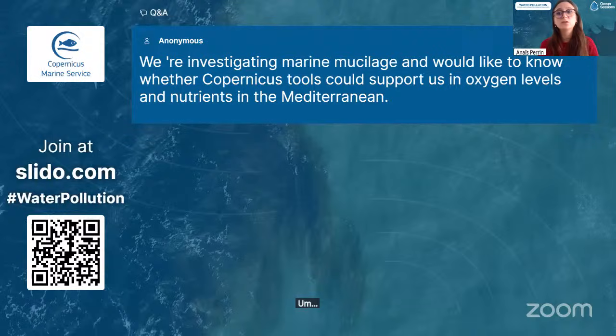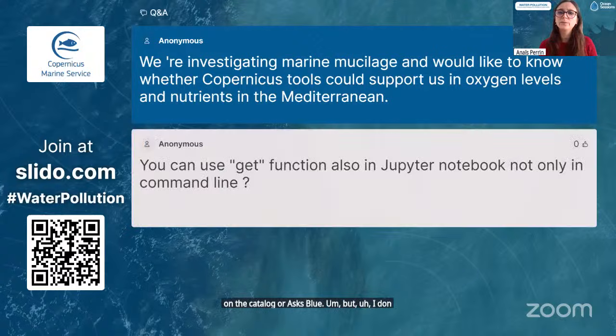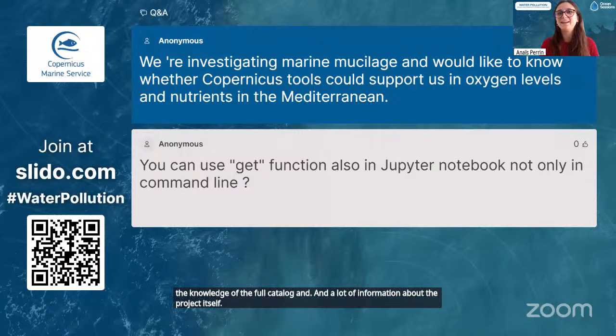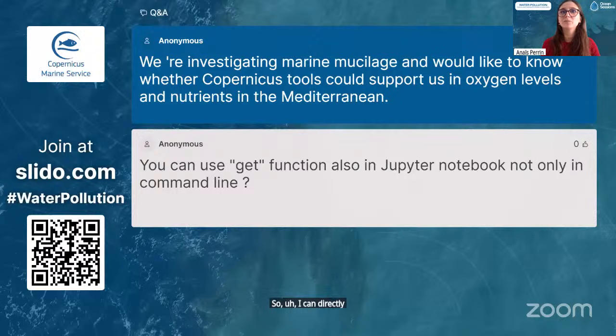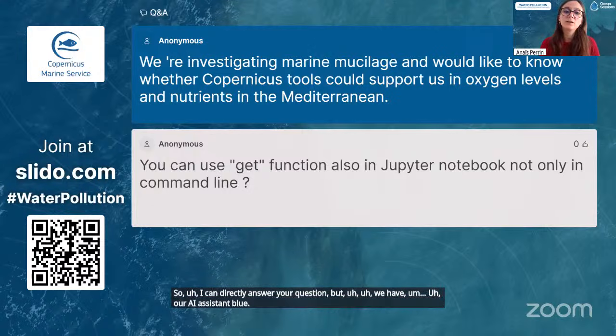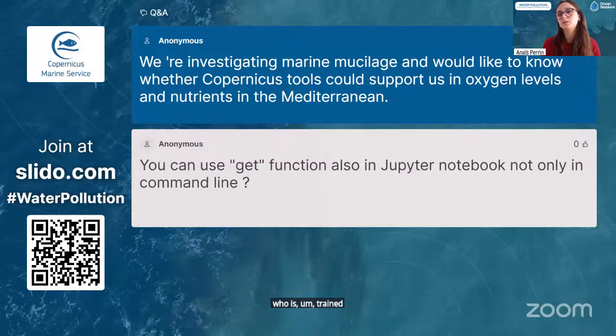So you can search for your product or data of interest directly on the catalog or ask Blue. But I don't have the knowledge of the full catalog and a lot of information about the product itself. So I can directly answer your question, but we have our AI assistant Blue, who is trained to answer this kind of question.